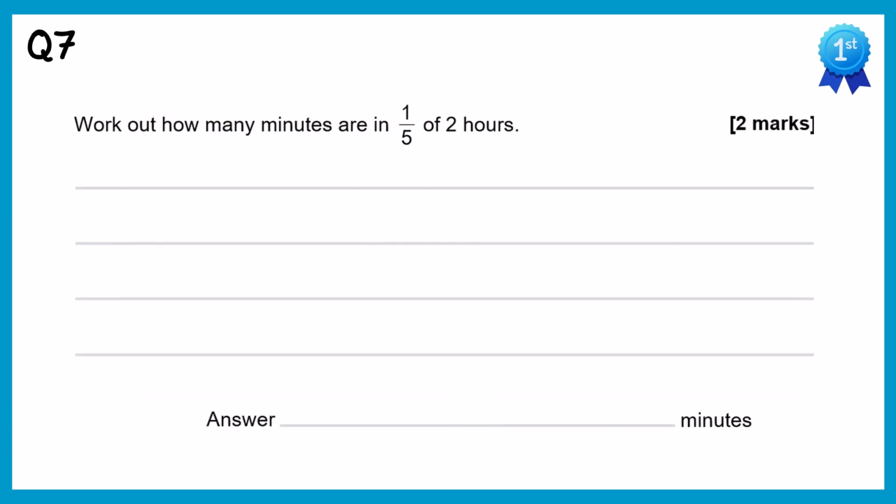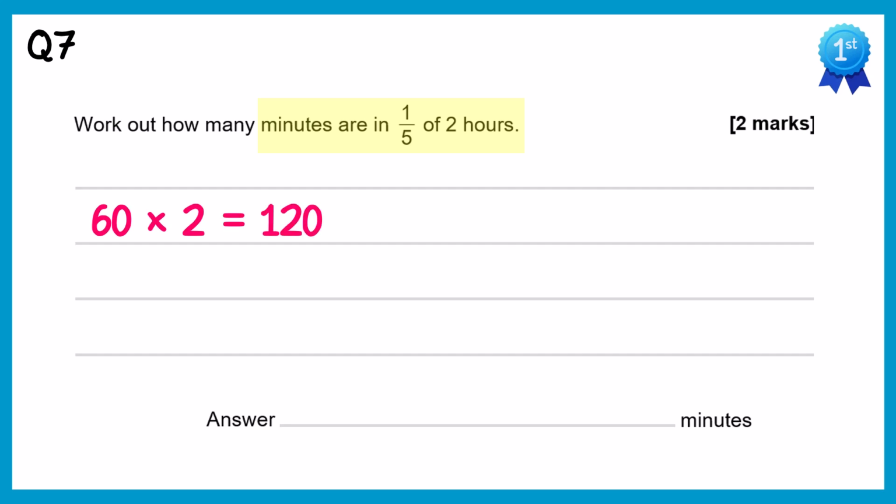In this question, we need to work out how many minutes there are in 1/5 of 2 hours. Let's convert 2 hours into minutes first. 1 hour is 60 minutes, so for 2 hours, we need to do 2 lots of 60 minutes. 60 times 2 is 120.